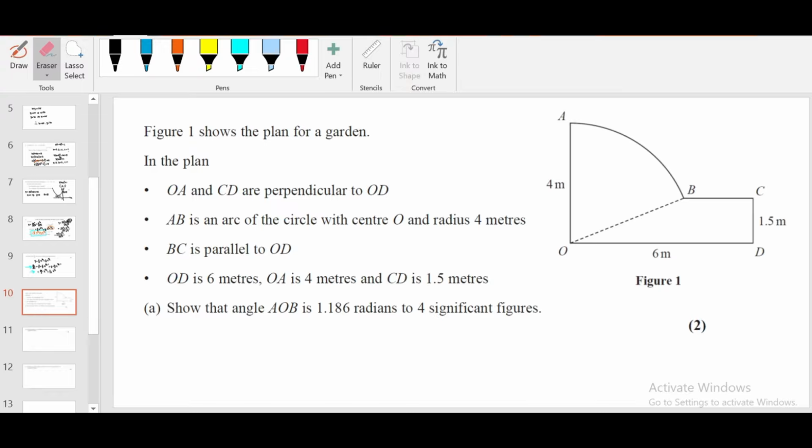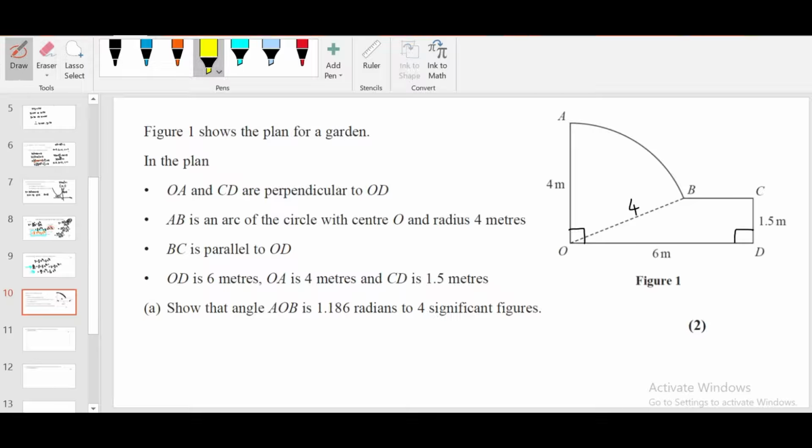It says figure 1 shows the plan for a garden. In this plan, OA and CD are perpendicular to OD. As you can see, CD is perpendicular to OD, and OA is also perpendicular. If you want, you can put a little box here just to show it's perpendicular. AB is an arc of a circle with center O and radius 4. So if this is 4, this is also 4. You need to look for all this hidden information.